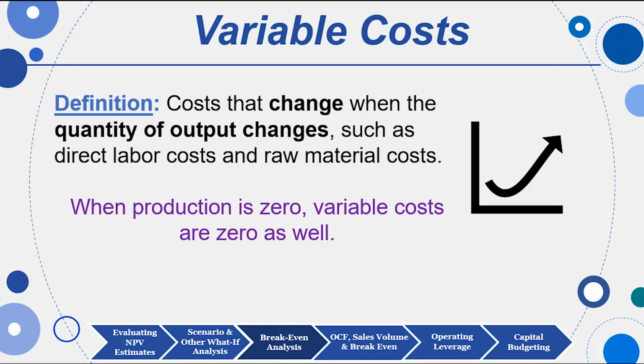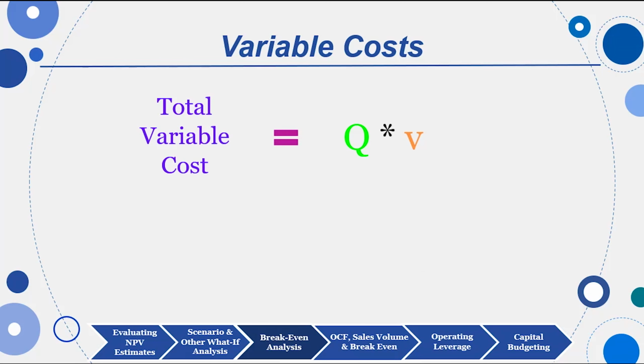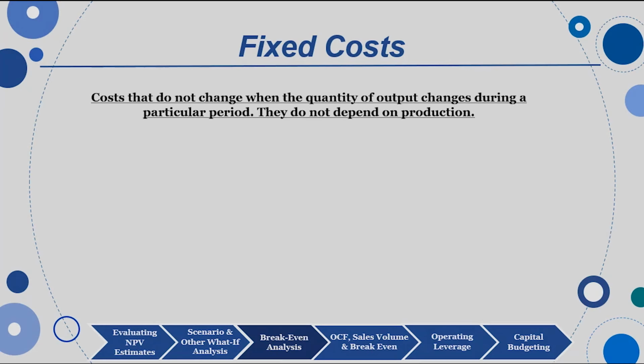Variable cost. These are costs that change when the quantity of output changes. So if it's $1 per unit, you make 1 unit, the variable cost would be $1, $2 per unit, and so on, up through basically the origin of the XY axis. When production is zero, variable costs are zero, and it goes up from there. You make 1 unit, it costs X. Total variable cost is simply quantity times variable cost per unit. So you've learned that earlier, and it's a line that goes through the origin again.